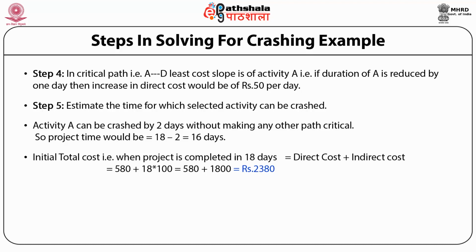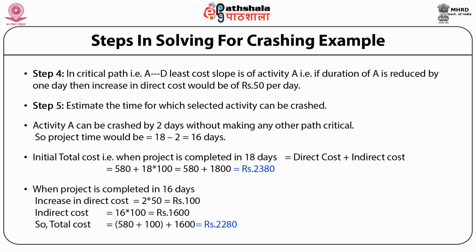Initial total cost, that is when project is completed in 18 days, equal to direct cost plus indirect cost equal to 580 plus 18 into 100 equal to 580 plus 1800 equal to rupees 2380. When project is completed in 16 days, increase in direct cost equal to 2 into 50 equal to rupees 100. Indirect cost 16 into 100 equal to 1600. So total cost 580 plus 100 plus 1600 equal to rupees 2280.